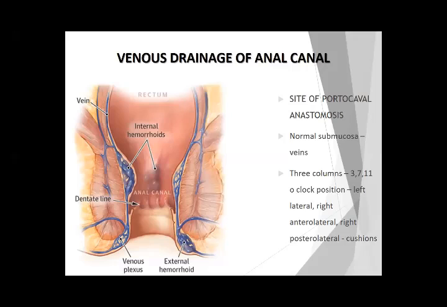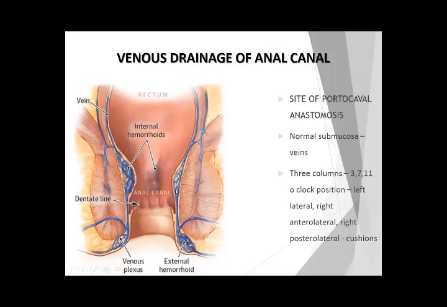Now, normally in everyone, this is the normal site. The veins lying in the submucosa, this venous plexus lying in the submucosa, are normally arranged in three columns. They encircle the canal, but they are concentrated in three columns. These are kind of cushions of veins that simply bulge slightly into the lumen of the anal canal. The internal rectal venous plexus is lying in the submucosa, so they bulge into the lumen.